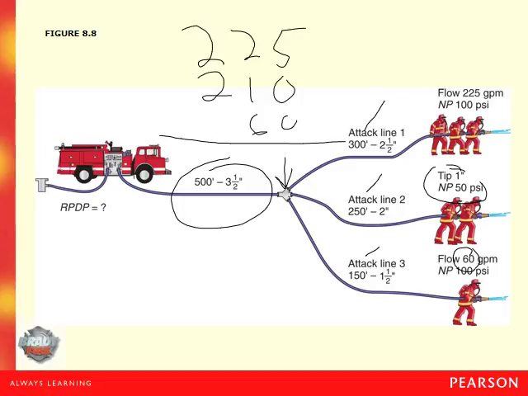So our total gallons being flowed are 495 gallons per minute. So we already know now that we've got to do plus 10 for our appliance. So now we just got to figure out what is our friction loss through 500 feet of 3.5-inch hose.